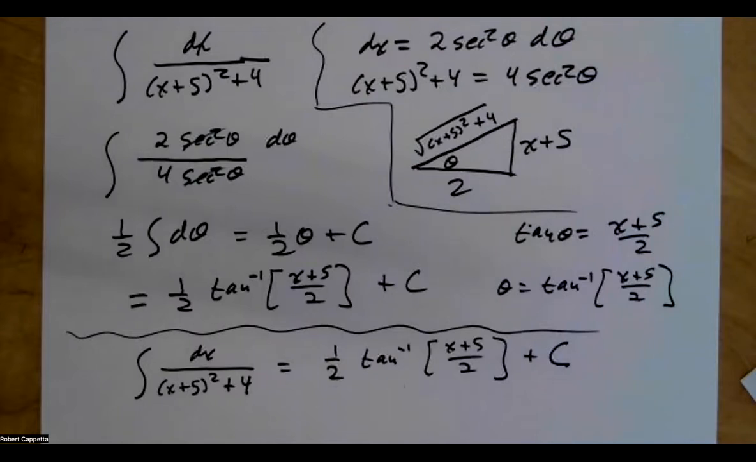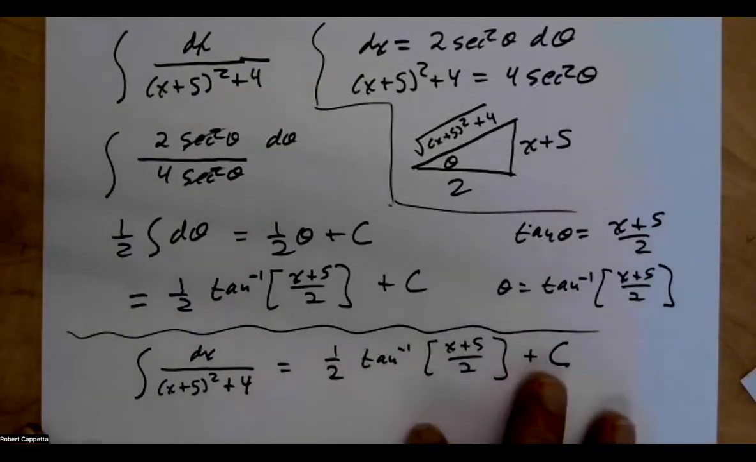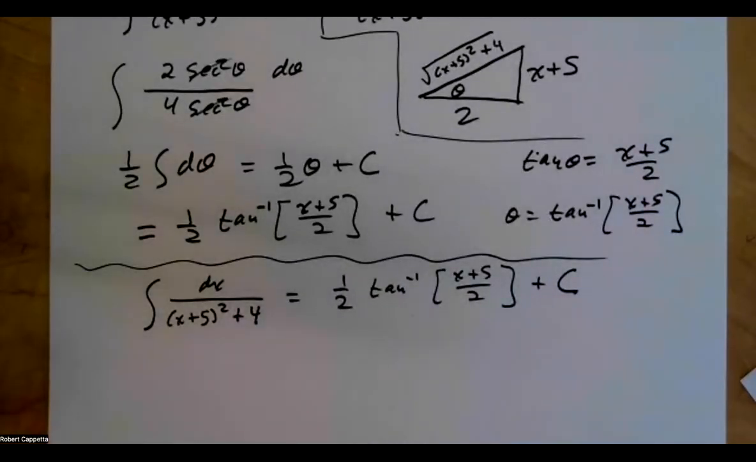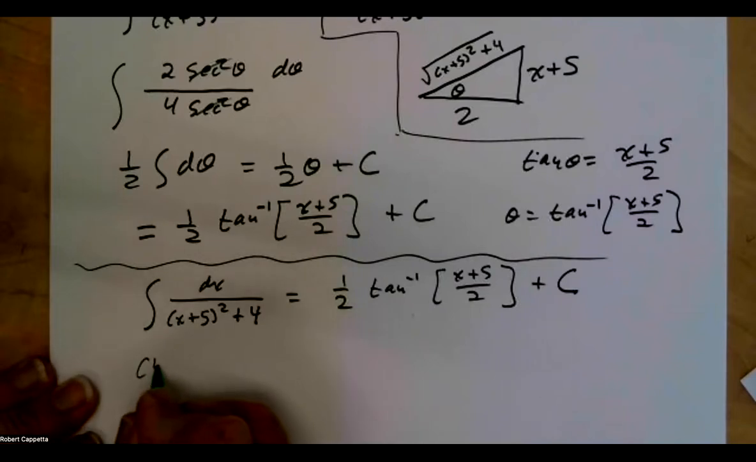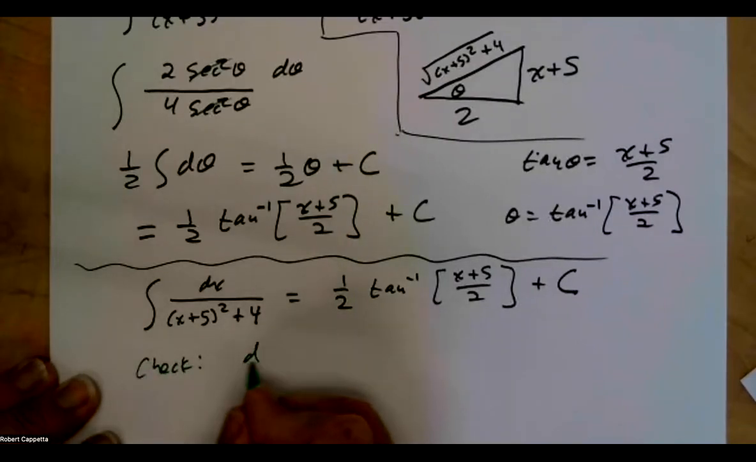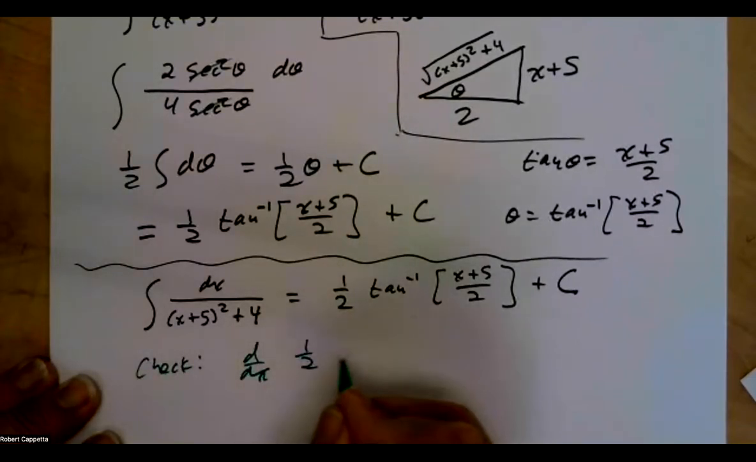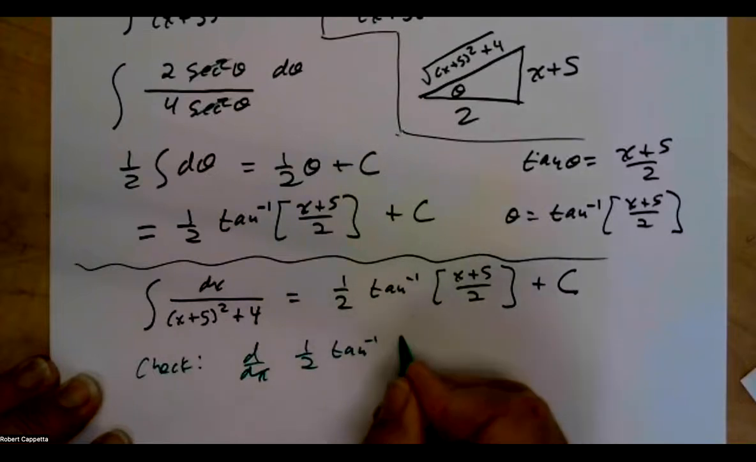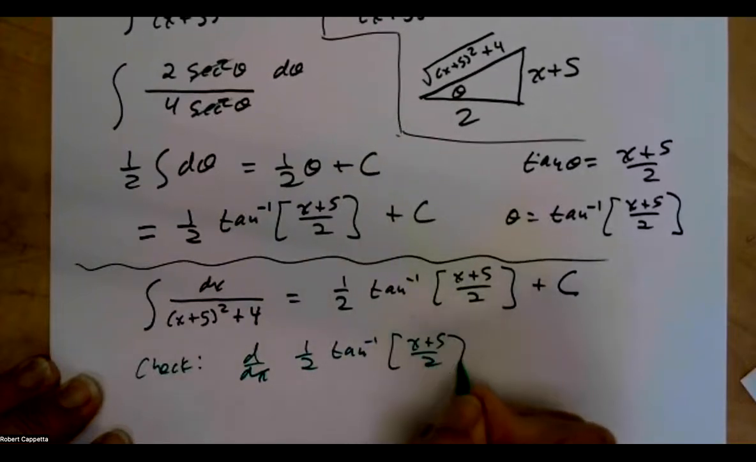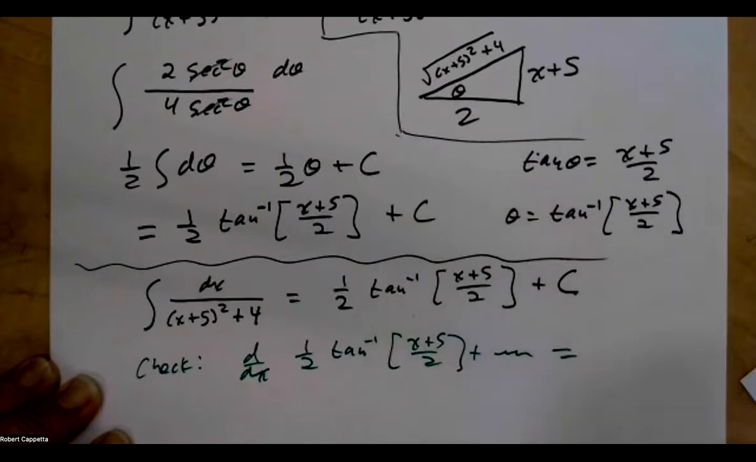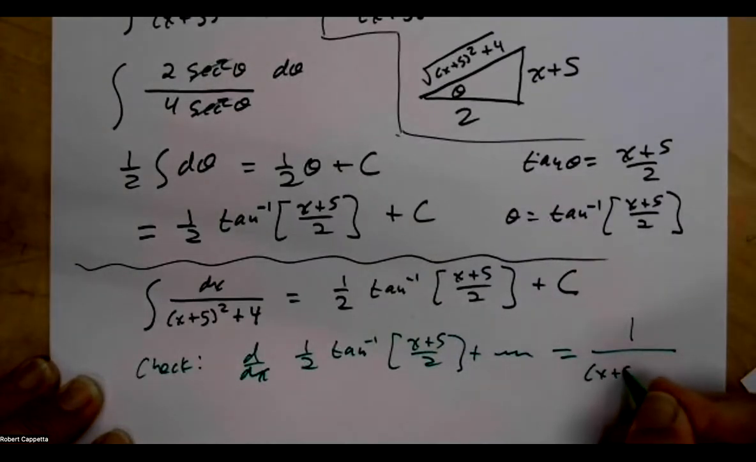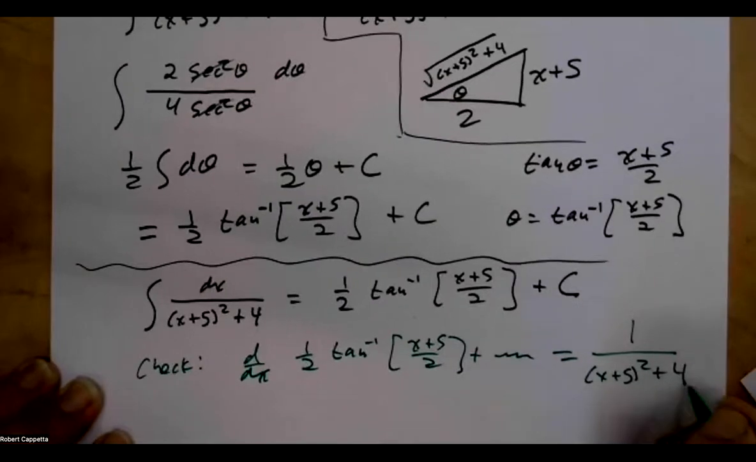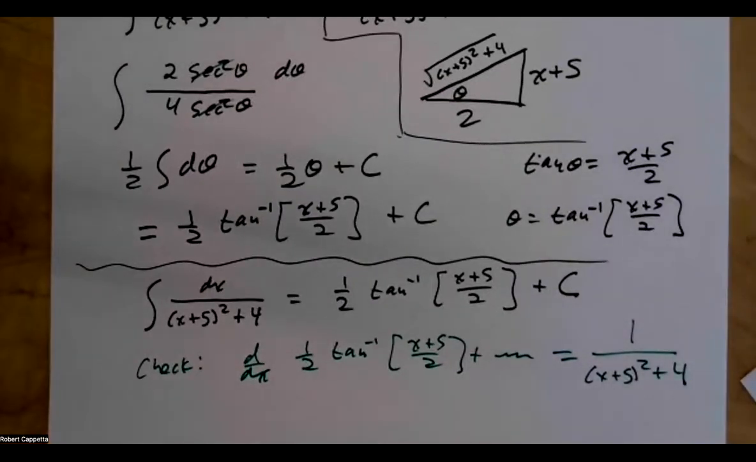And I just want to talk about how we can check that. Check it on a graphing calculator, check it on Desmos. The way that we check it, we see if the derivative of the answer is the question. So how to check? We're going to look to see if the derivative of 1/2 inverse tangent of (x plus 5) over 2 plus some constant, I don't care what that is, does that equal 1 over (x plus 5) squared plus 4? And we'll go ahead and do that on Desmos.